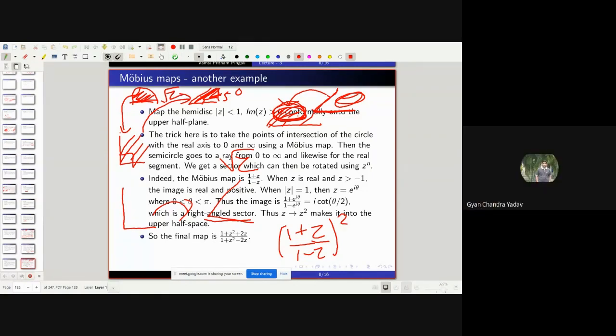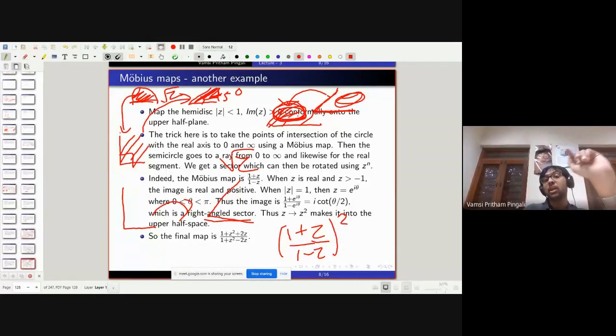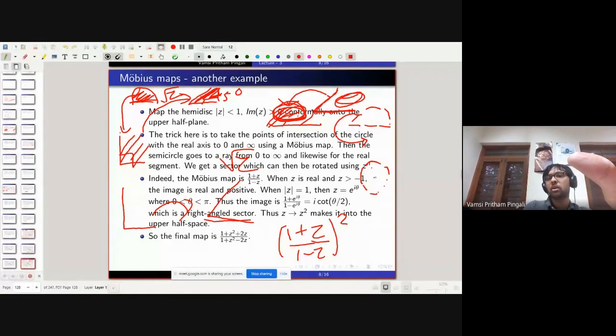Sir, can you do it like this? First we have the upper half plane, so we make it an upper semi-disc. So we make it a complete disc by squaring it. You won't get a complete disc. That's the problem. When I said hemi-disc, I mean the open one. So when you do squaring, what you will get is not the full disc, but you will miss out the real axis. That's the problem.